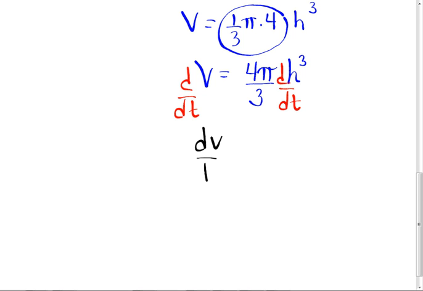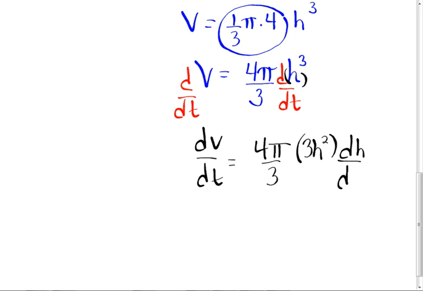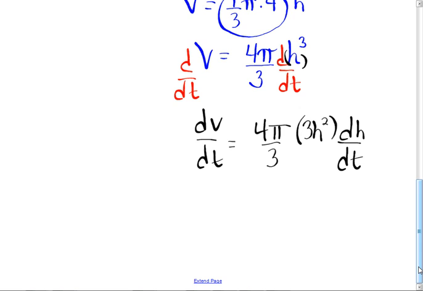dV/dt equals 4π over 3. What's the derivative of h cubed? 3h squared, times, now that you did the cubing part, now you've got to do the inside, dh/dt. And then we simplify before I even put anything in.